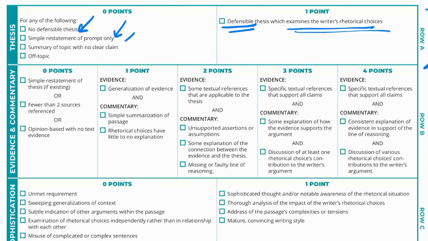And you can see in this third checkbox, if you just summarize the topic with no actual claim, no argument, you could run into trouble. And finally, if you're off topic, you just answer a question that you weren't asked. That's a basis for you not earning the thesis point. So the thesis, which again is over here, you can earn up to 1 point. Let's just assume you were good, you did it, you have a defensible thesis that analyzes the writer's rhetorical choices. You're done. Good work. Out of the 6 points, you've earned the first one, the thesis, really the gateway point.